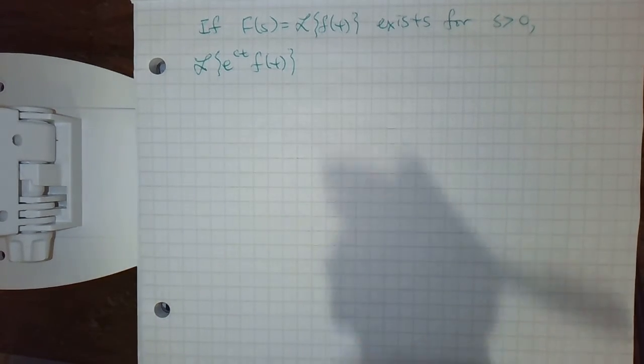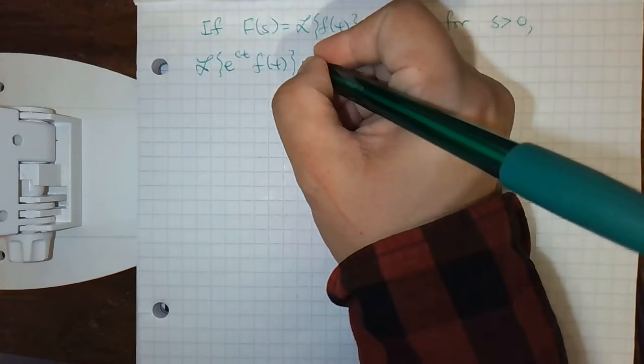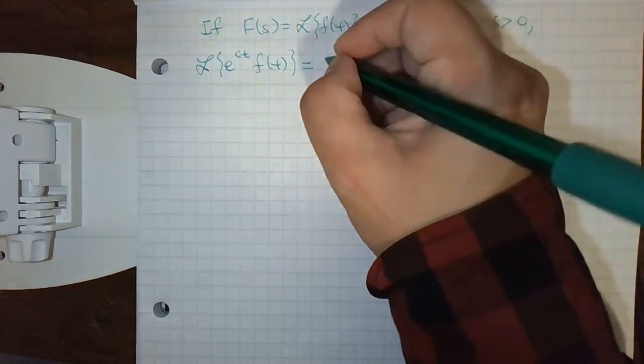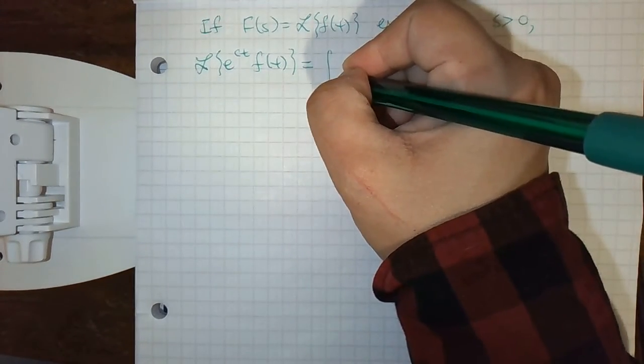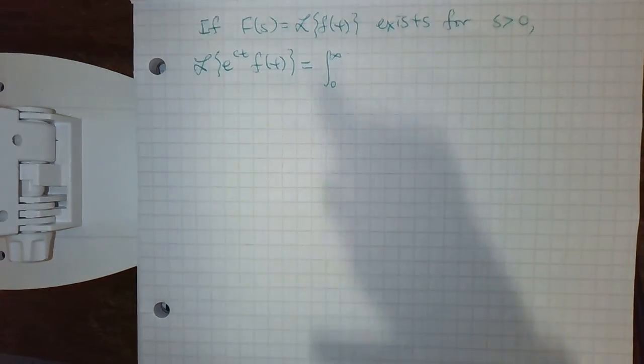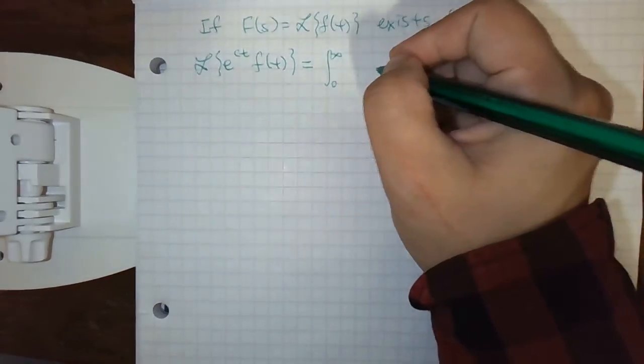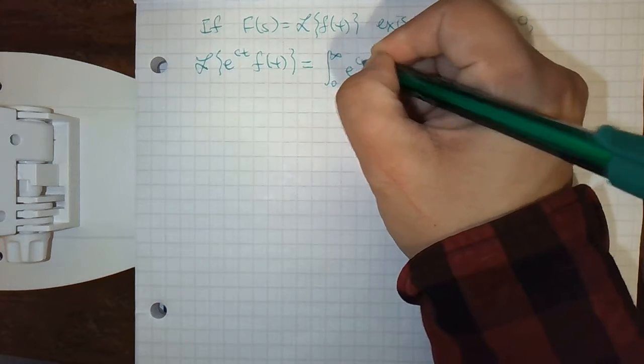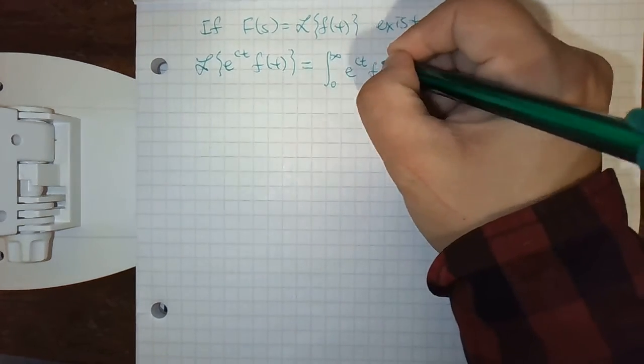Seems pretty natural. E to the ct comes up all the time in differential equations. So it'd certainly be nice to have a formula for this. Same thing as in the previous video, we're going to derive it from first principles, and then we'll never have to do all this work again. This actually isn't so much work.